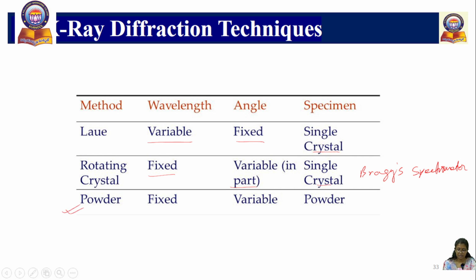Why is the powder method so popular? Because the angle is variable and we are using a powder sample. Naturally, whatever requirements are there to study crystals, they are generally not single crystals. They are most of the time polycrystals and powders. So since this powder method can study those kinds of samples, it is widely popular these days.